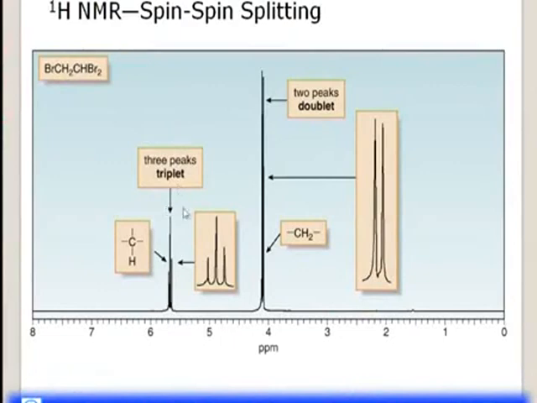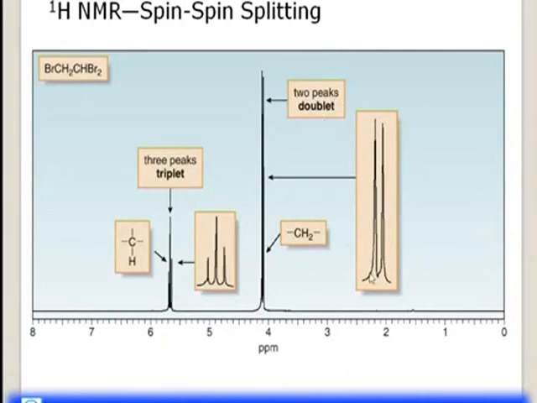Now what is spin splitting? First of all, we need to look at the spectrum of this molecule, that is BrCH2CHBr2. Here you can see how many signals there are: 2 signals, because this proton is different in environment with respect to these 2 protons. 2 signals are here, and you can see 2 peaks, a doublet.